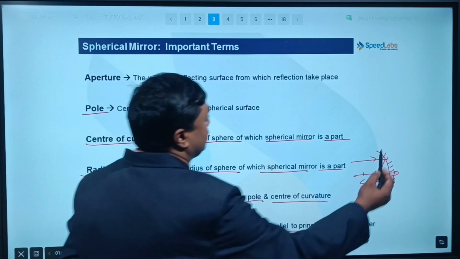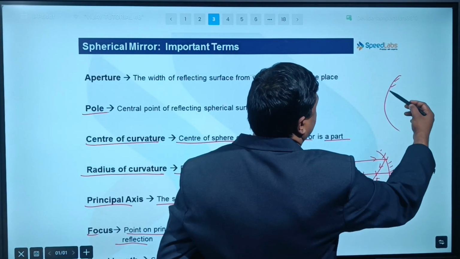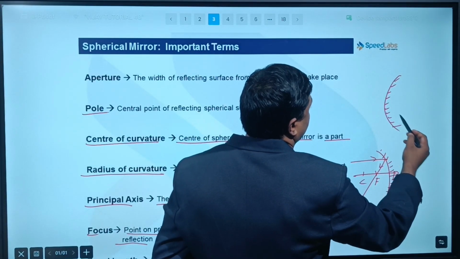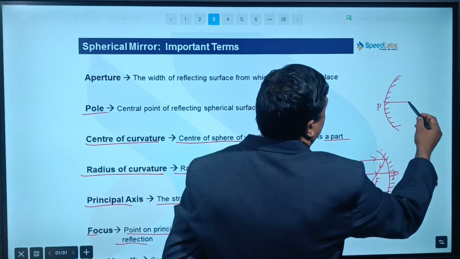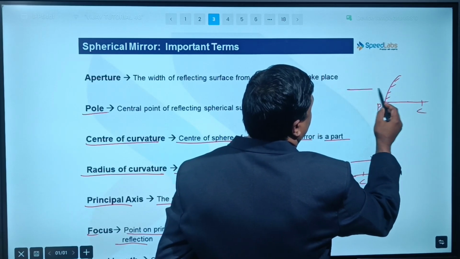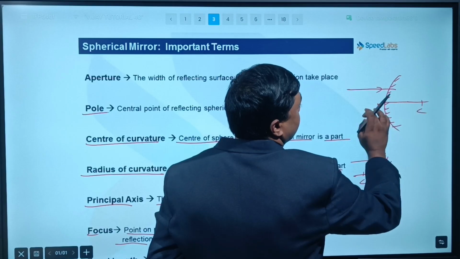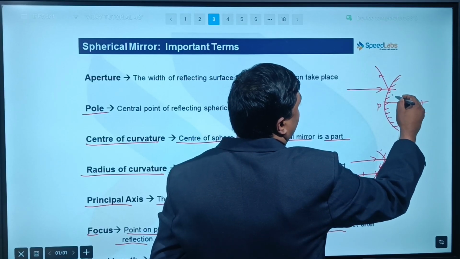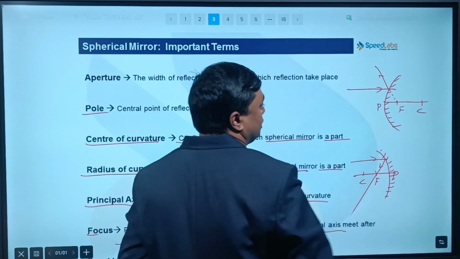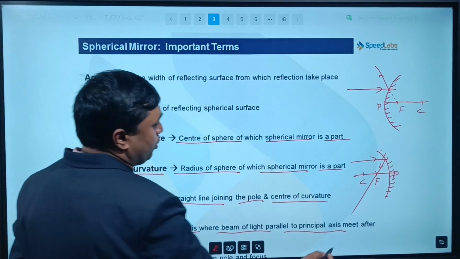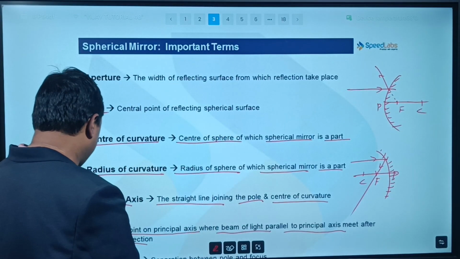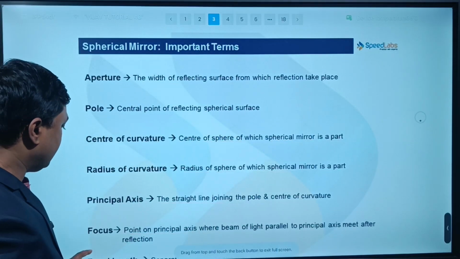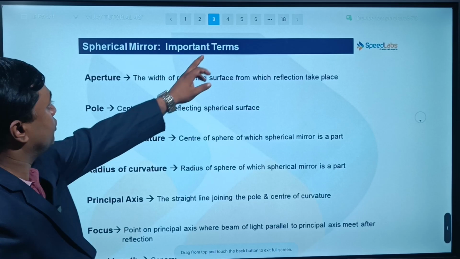In the case of a convex mirror, this is the pole, and this is the center of curvature. If a ray of light is parallel to the principal axis, it will diverge. It will appear to pass through one point. That point is called the principal focus. And the distance from P to F is called the focal length. The distance between P and F is called the focal length.